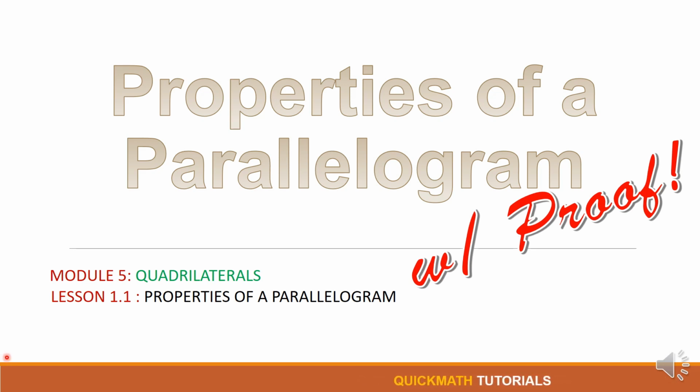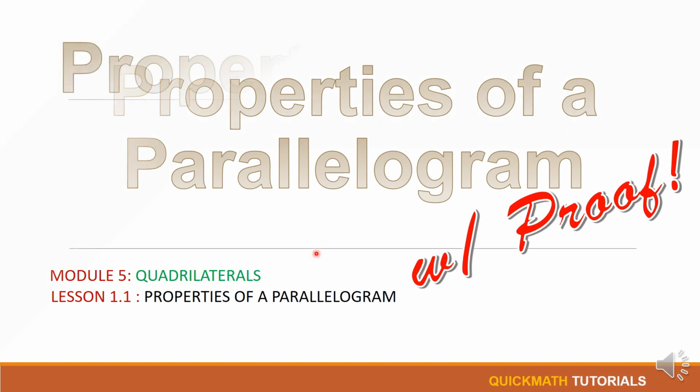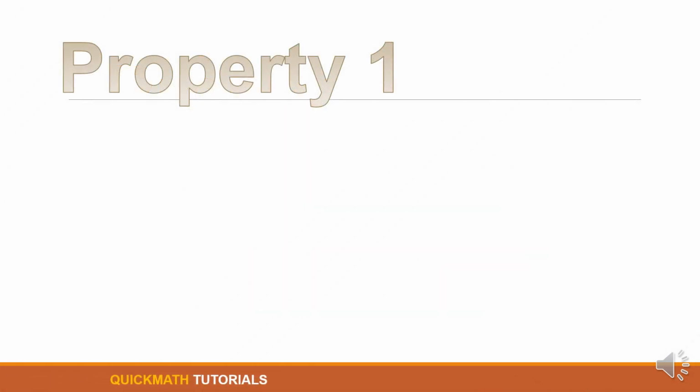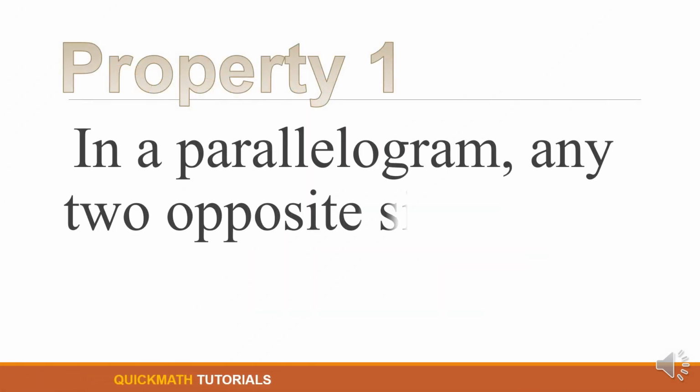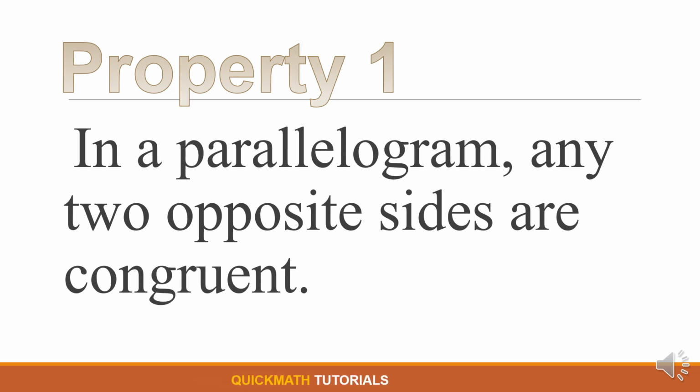Today, we are going to learn about properties of a parallelogram with proof. Before using the properties of a parallelogram in solving triangles, we need to prove each property of a parallelogram. Property number 1. In a parallelogram, any two opposite sides are congruent.